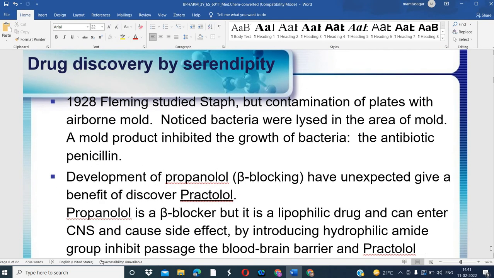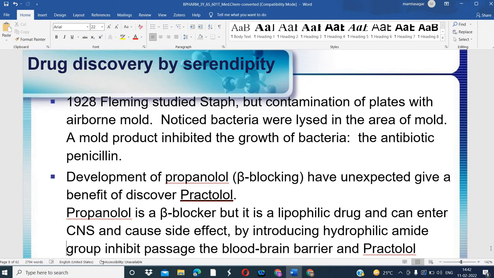Drug discovery by serendipity. In 1928, Fleming studied staph, but there was contamination of plates with airborne mold. Actually, he was doing the experiment, but the plates were contaminated with airborne mold. What he saw was that the bacteria were lysed in the area of the mold. The mold product inhibits the growth of bacteria. On the Petri plate he saw a clear zone, which means something from the mold was killing the bacteria. That is how the antibiotic penicillin was discovered.